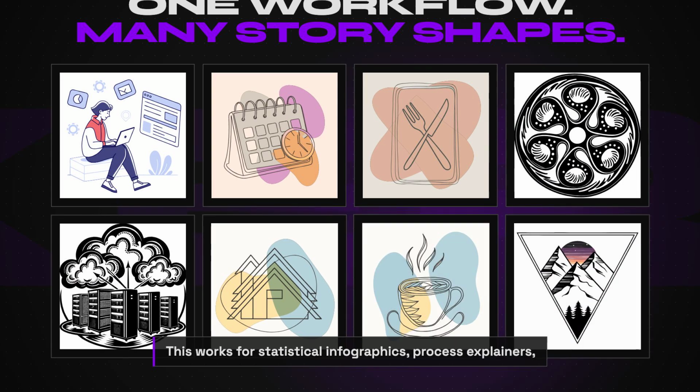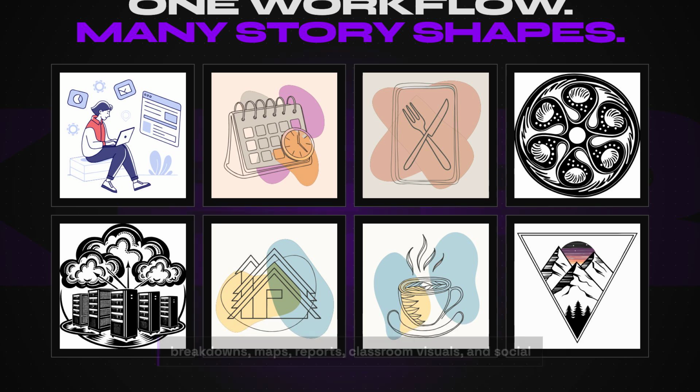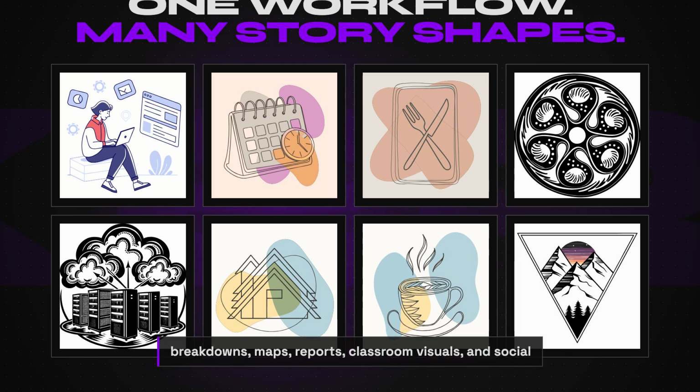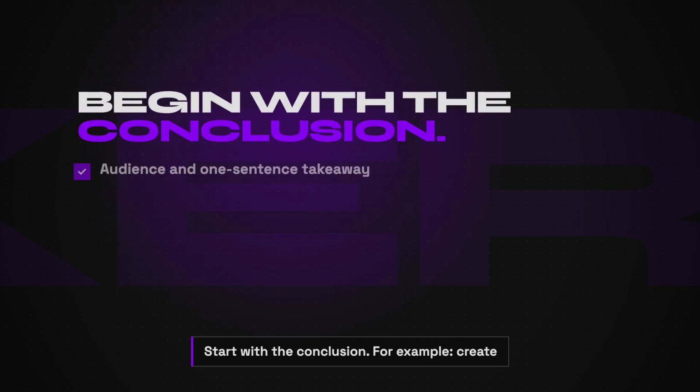This works for statistical infographics, process explainers, timelines, comparisons, how-to guides, survey summaries, product breakdowns, maps, reports, classroom visuals, and social carousels. Choose one story shape that matches the information instead of forcing every project into the same tall collection of icons and numbers. Start with the conclusion.